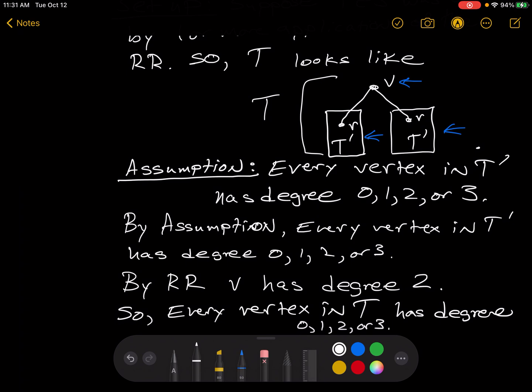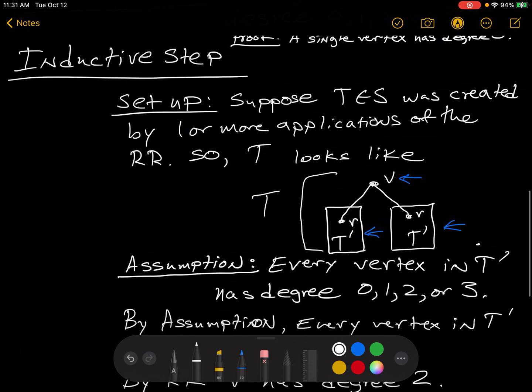So the real difficulty is the setup here. That's the challenging part. Once you get things set up, everything usually follows pretty much straight away.